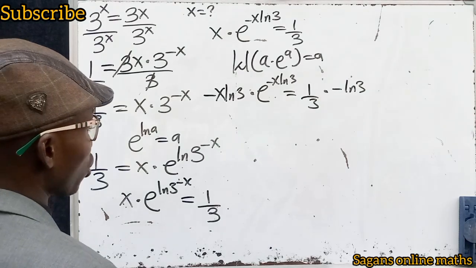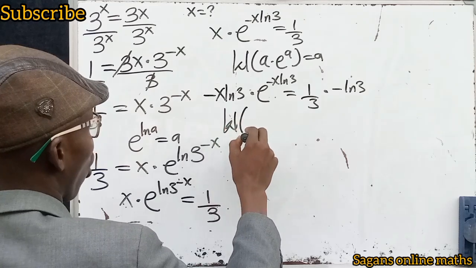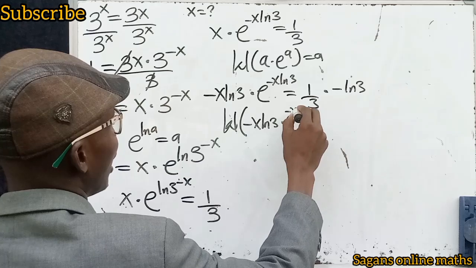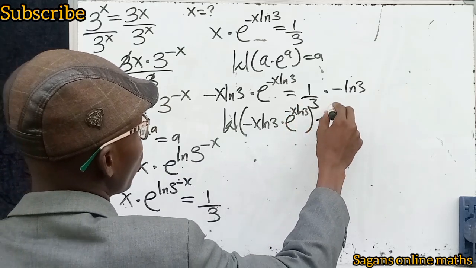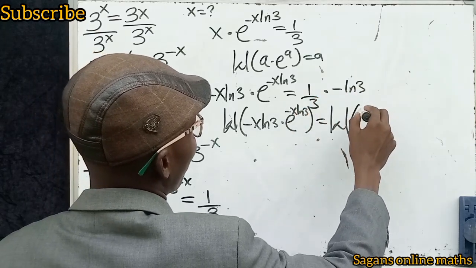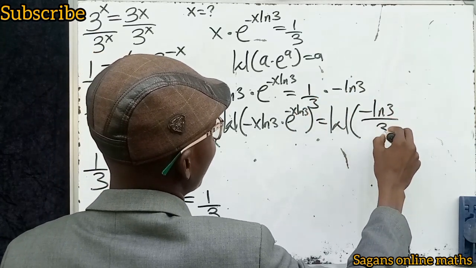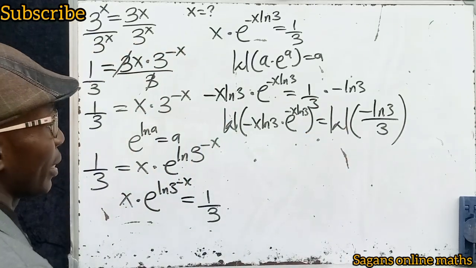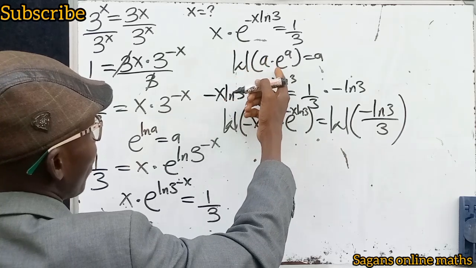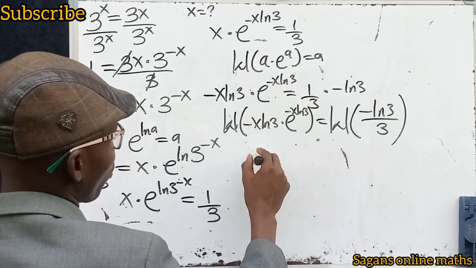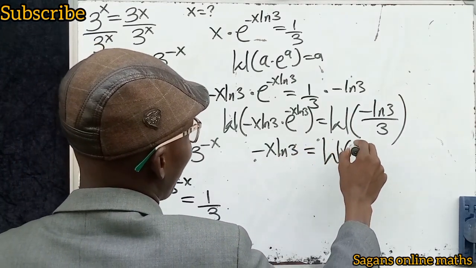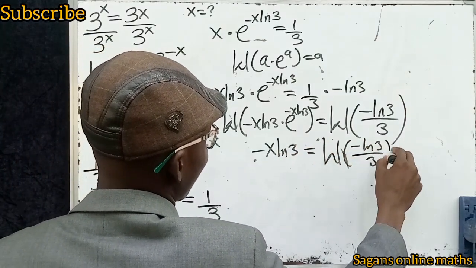Now let's take the Lambert W function of both sides. That means the Lambert W function of minus x ln 3, multiplied by e raised to power minus x ln 3, is equal to the W function of minus 1 over 3 multiplied by this, into minus ln 3, divided by 3. Wow, this is amazing. Now the outcome of this is the Lambert W function: W of a multiplied by e raised to power W of a is equal to a. It means that the outcome of this is minus x ln 3 equals to the Lambert W function of minus ln 3 divided by 3.